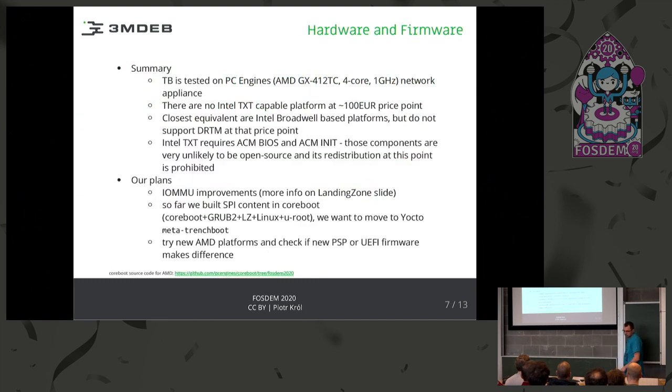I have more information here about the platform, but maybe this is not the most important thing. What is very important for AMD is that the AMD implementation can be fully open source. The landing zone is already on GitHub, so you can look into the code. There is no closed source dependency. In the case of Intel, it would be very hard because of the ACM BIOS and ACM init, which right now are closed, and there are no plans to open them. Our plans are that we definitely need some more protection, like DMA protection for the landing zone. We're working on that.